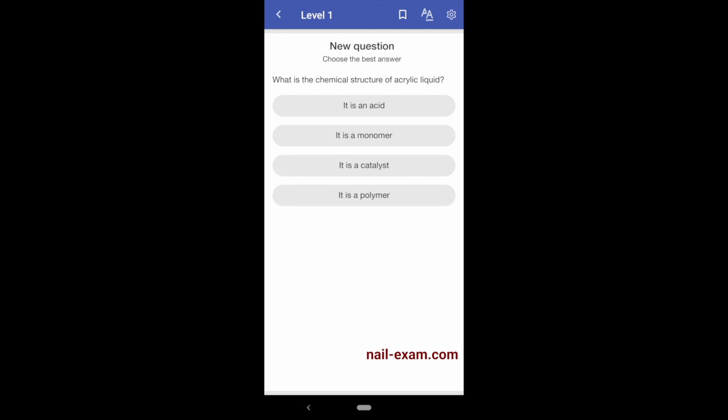What is the chemical structure of acrylic liquid? Answers: A. It is an acid. B. It is a monomer. C. It is a catalyst. D. It is a polymer. The answer is B.